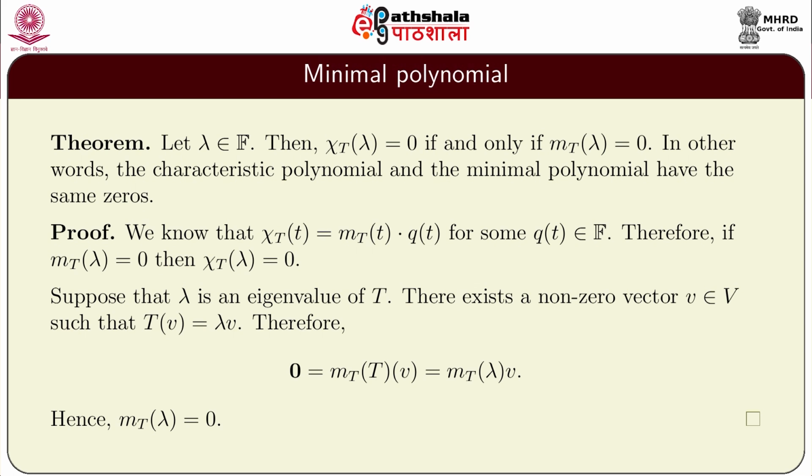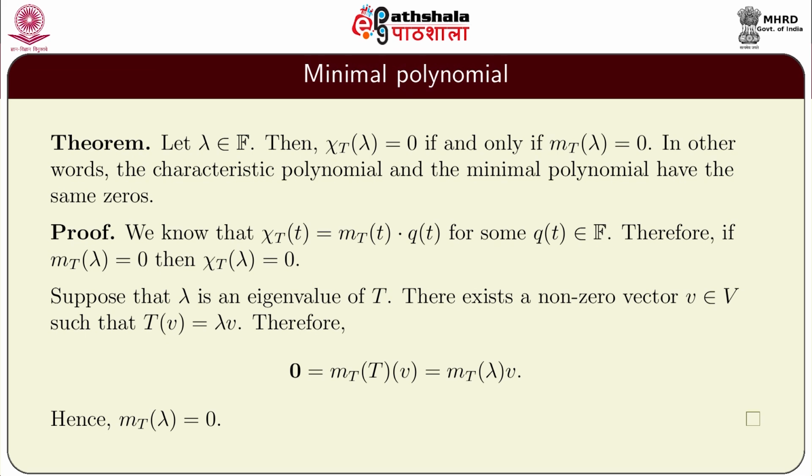Now, we prove that if chi T of lambda is 0, that is, if lambda is an eigenvalue of T, then m T of lambda is also 0. Lambda is an eigenvalue of T, therefore, there exists a non-zero vector v such that T v is equal to lambda v.